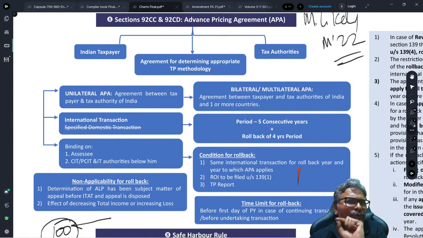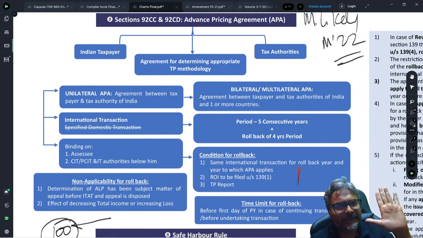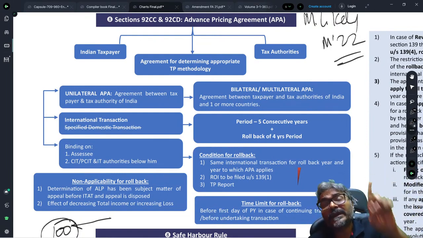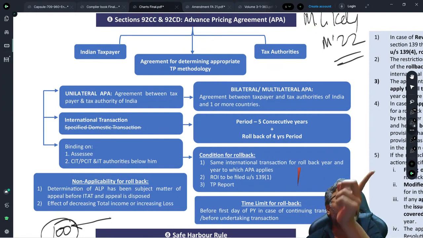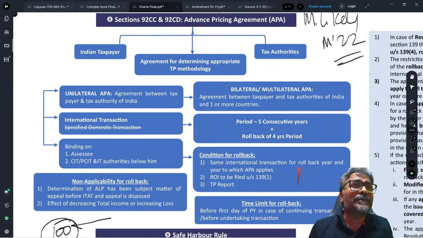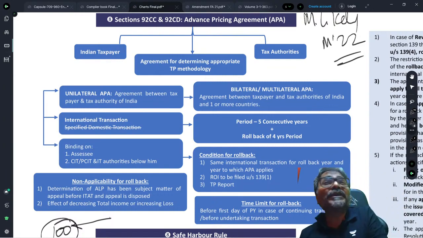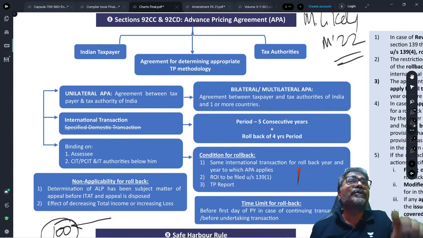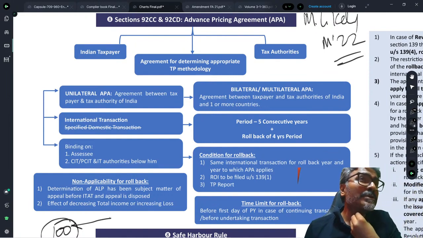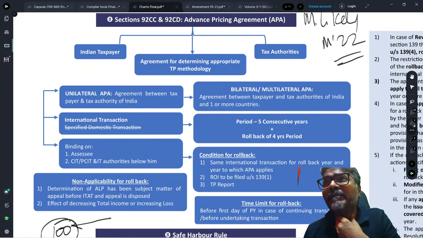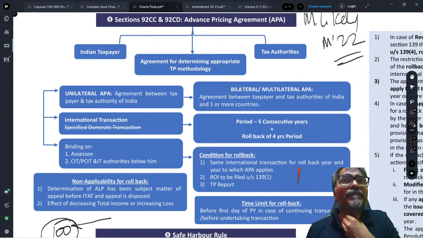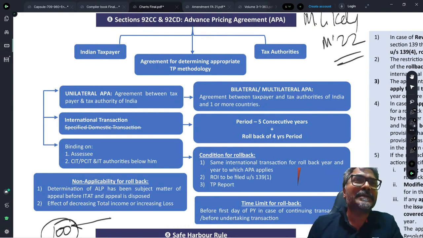This is one thing which you should always keep in mind: for 5 years forward, you can decide in advance what should be the ALP. If the ALP cannot be decided, students, please pay attention, then at least let's decide which method we will apply to determine the ALP. Because the most significant controversy or litigation between the department and the SSE is which is the most appropriate method that is applicable in the SSE's case.